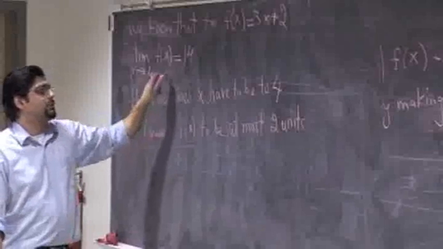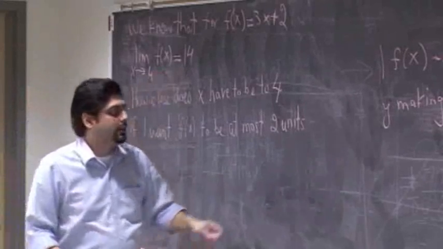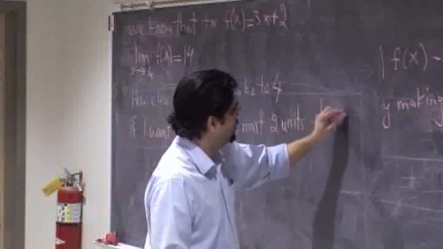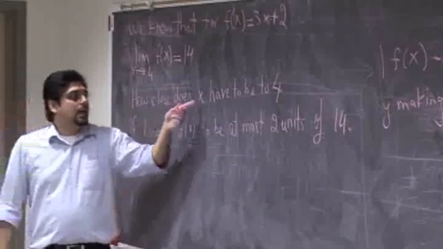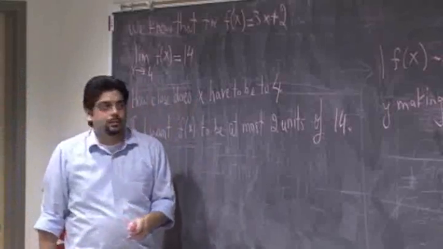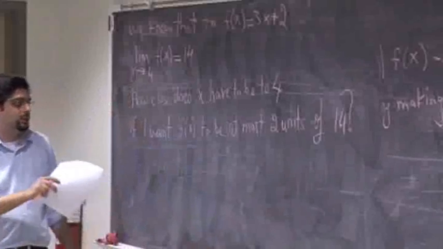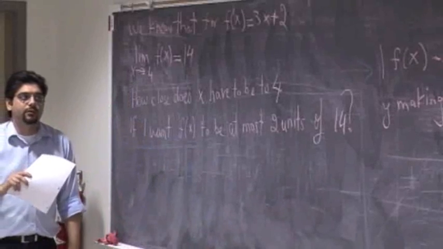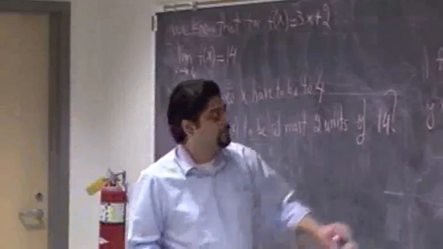f of x can be as close to 14 as I want. Let's say I want it to be within 2 units of 14. Right? I should tell you how far x has to be from 4 so that f of x will be at most 2 units away from 14. Okay, let's look at this with a picture.